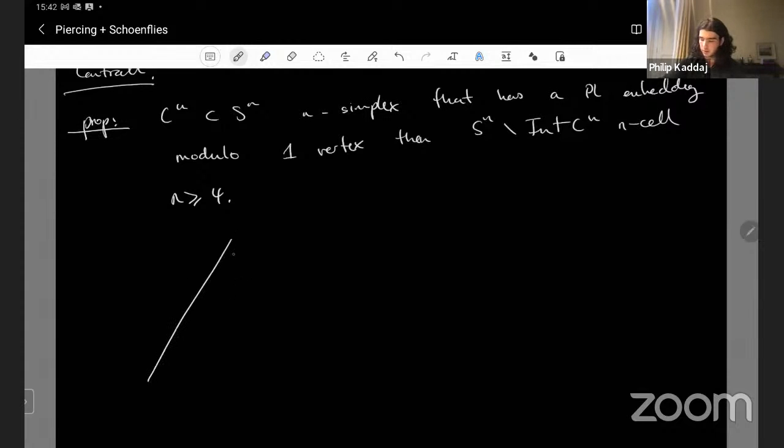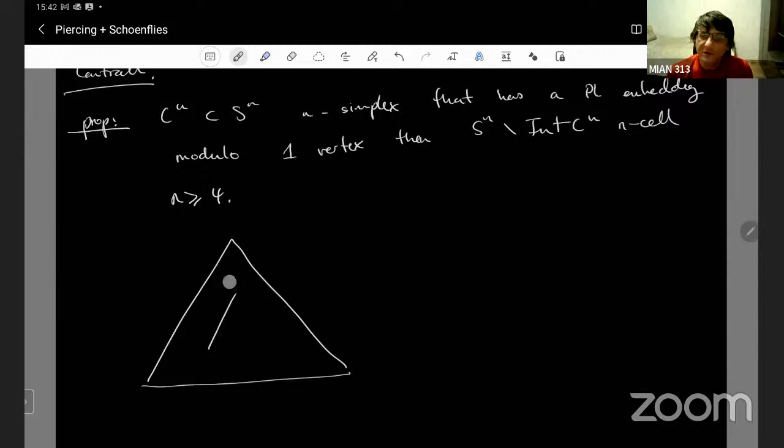So the idea is the following. So if we take the simplex, then inside it... Sorry, do you mean that it is piecewise linear on the complement of a vertex? Yes. Okay. Yes, that's exactly right.